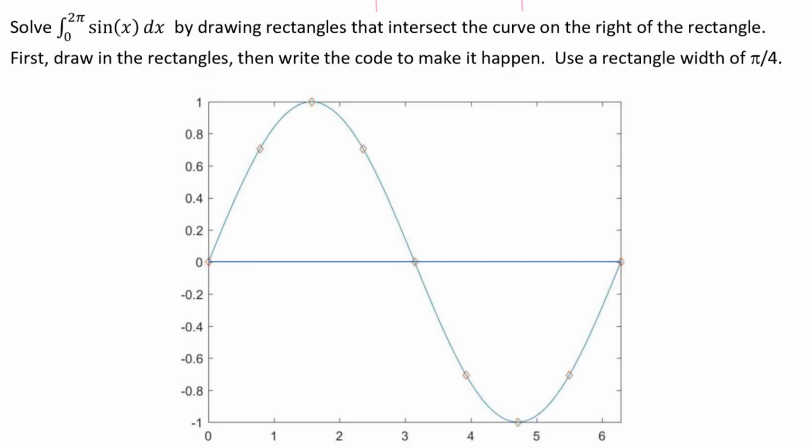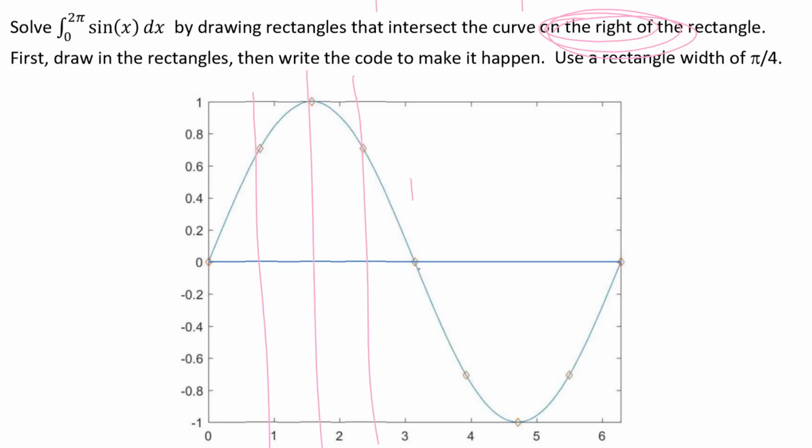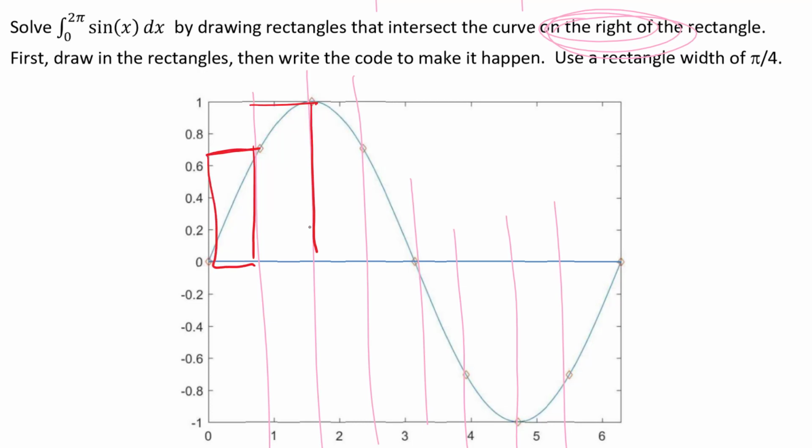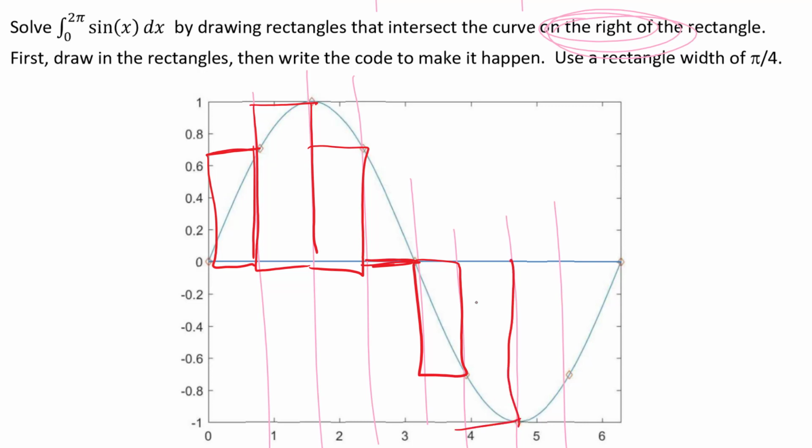So this is basically the exact same thing, except now we're drawing the rectangle so that it intersects the curve on the right. So if I throw these in here again, I'm intersecting on the right. There's my rectangle intersecting on the right. Here's my rectangle intersecting on the right. This one's on the right, and this is a -1. On the right, this is a -1. This is a -1. And this is a -1.